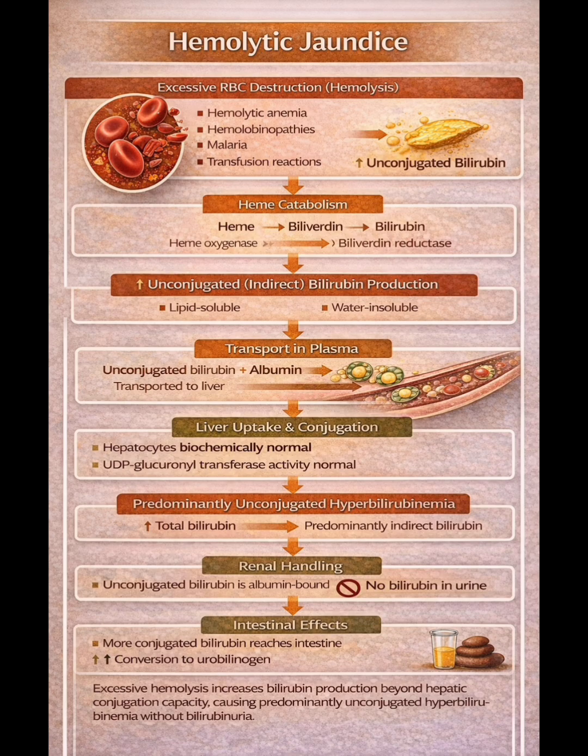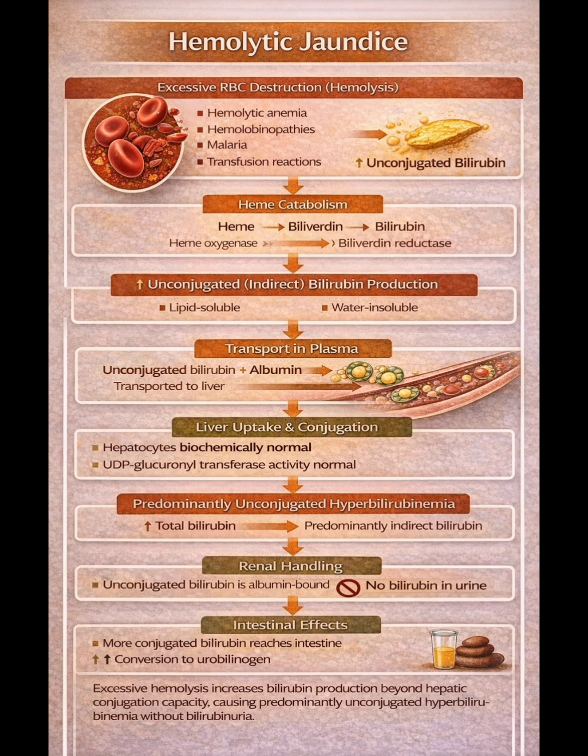Unconjugated bilirubin circulates in plasma, tightly bound to albumin, and is transported to the liver. The liver hepatocytes are biochemically normal, and UDP-glucuronyl transferase activity is intact. This activity converts unconjugated bilirubin to water-soluble conjugated bilirubin. However, the bilirubin load exceeds the liver's conjugation capacity. As a result, there is predominantly unconjugated hyperbilirubinemia.